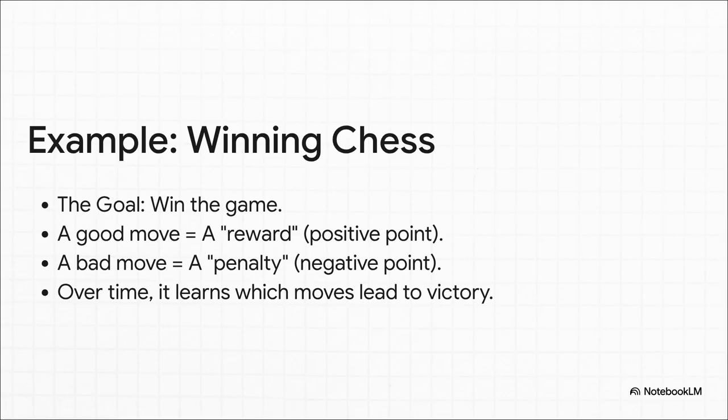Let's break that chess example down. The goal is simple: win the game. Every time the AI makes a good move, one that improves its chances, we give it a little reward, like a point, a digital pat on the back. But if it makes a bad move, a blunder, it gets a penalty, a negative point. By trying to maximize its score over millions of games, it eventually teaches itself how to win.